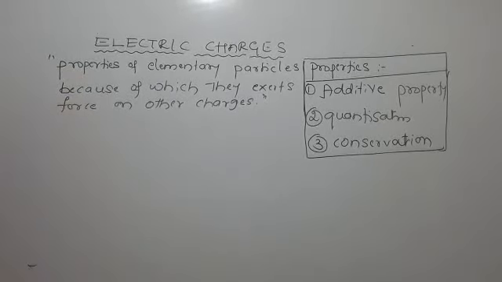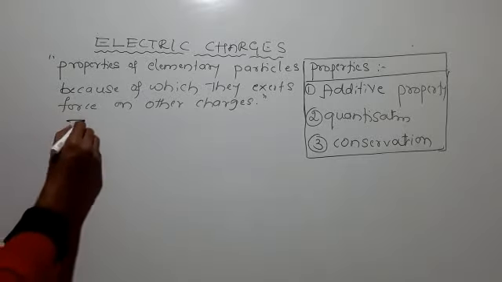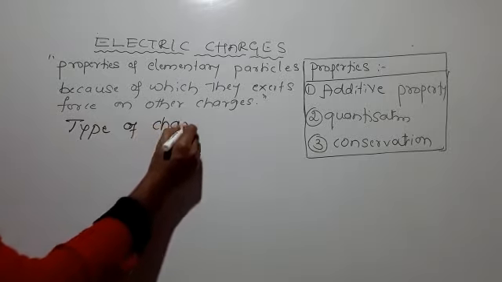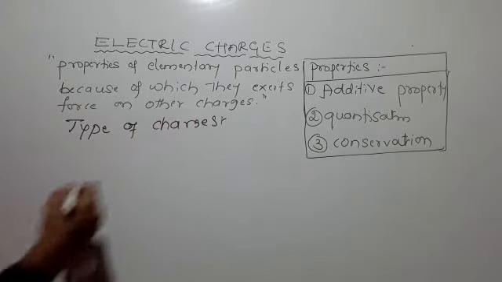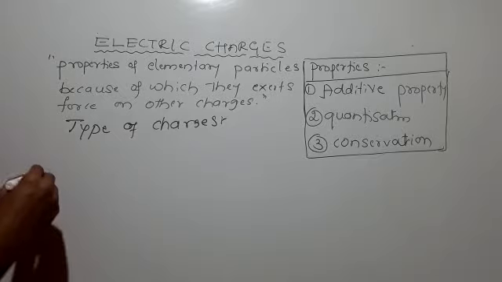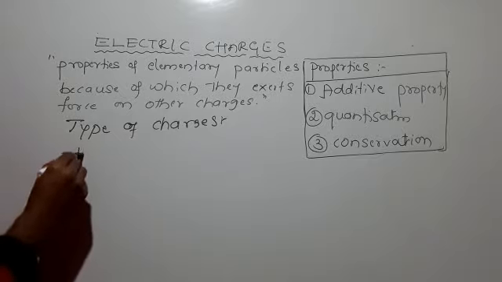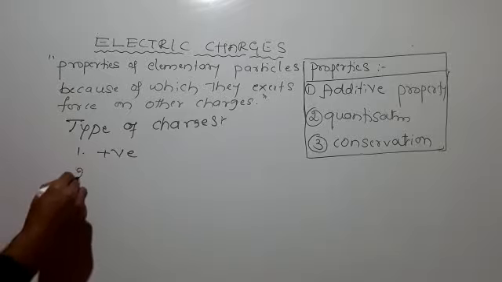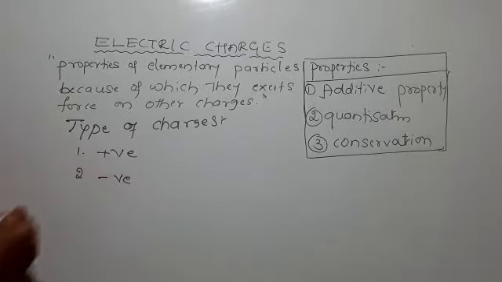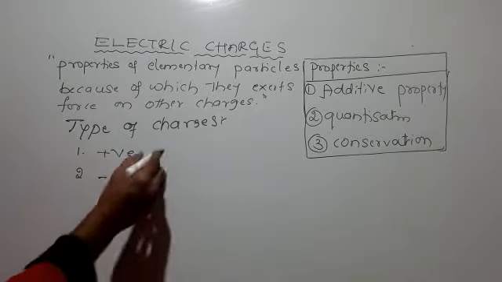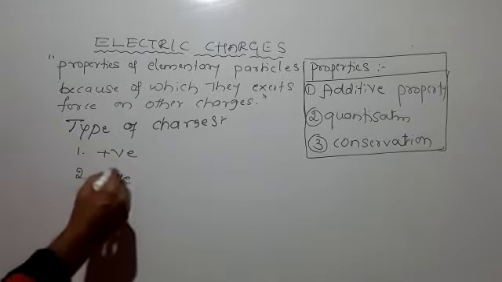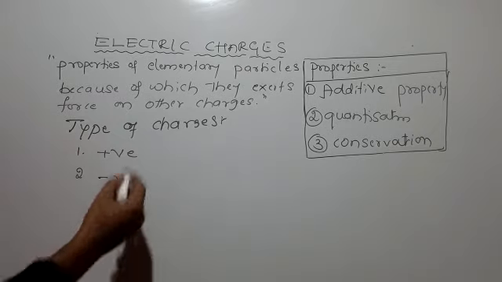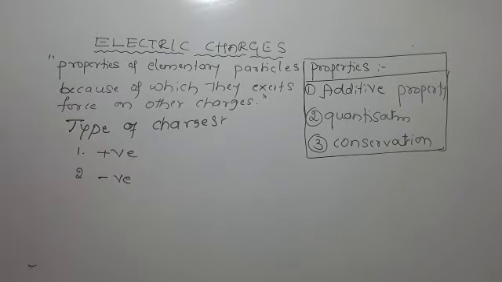Now, let me consider the types of charges. We have two types of charges. With respect to proton, we have positive charge. With respect to electron, we have negative charge. Proton possesses positive charge, whereas electron possesses negative charge. Two types of charges: positive and negative.